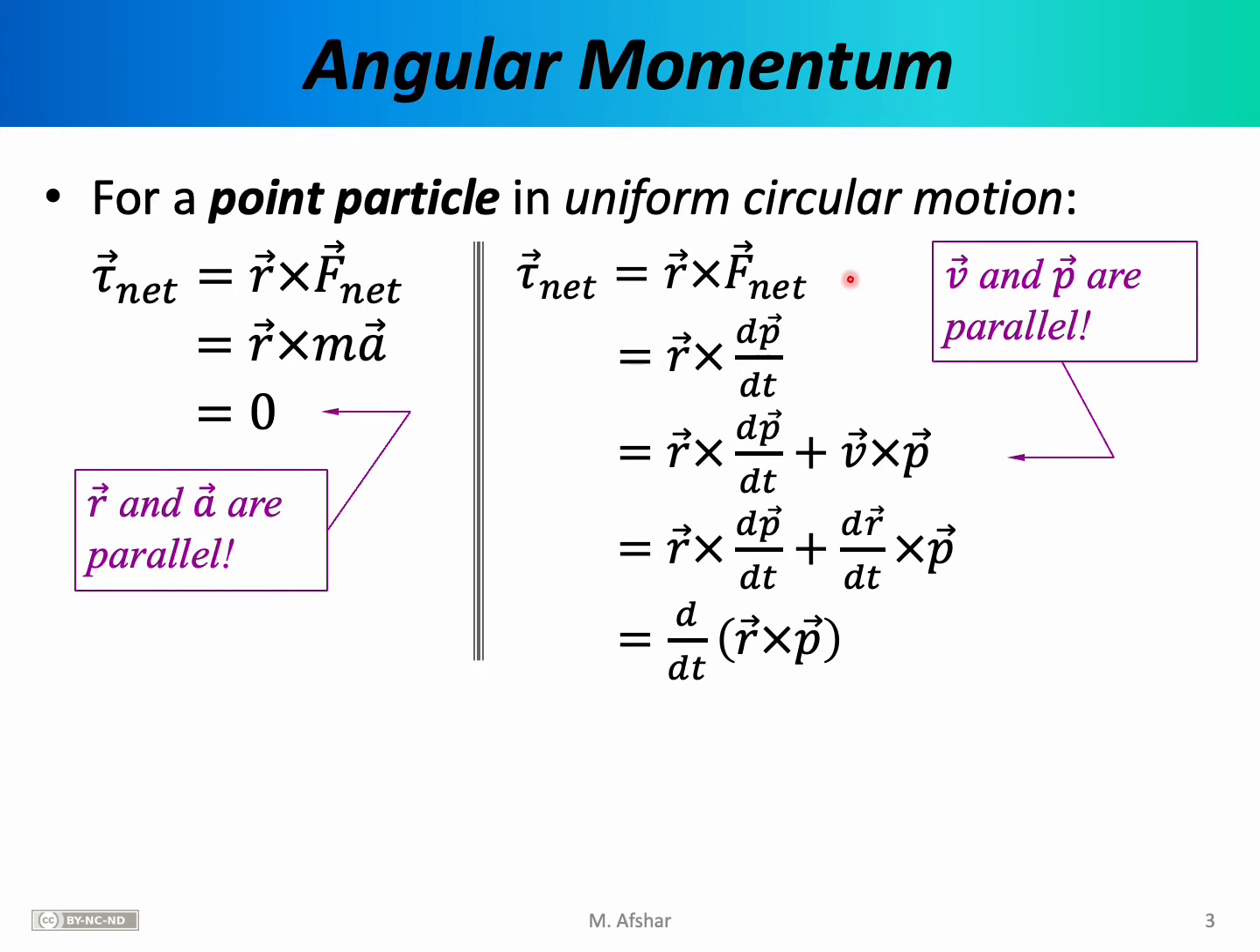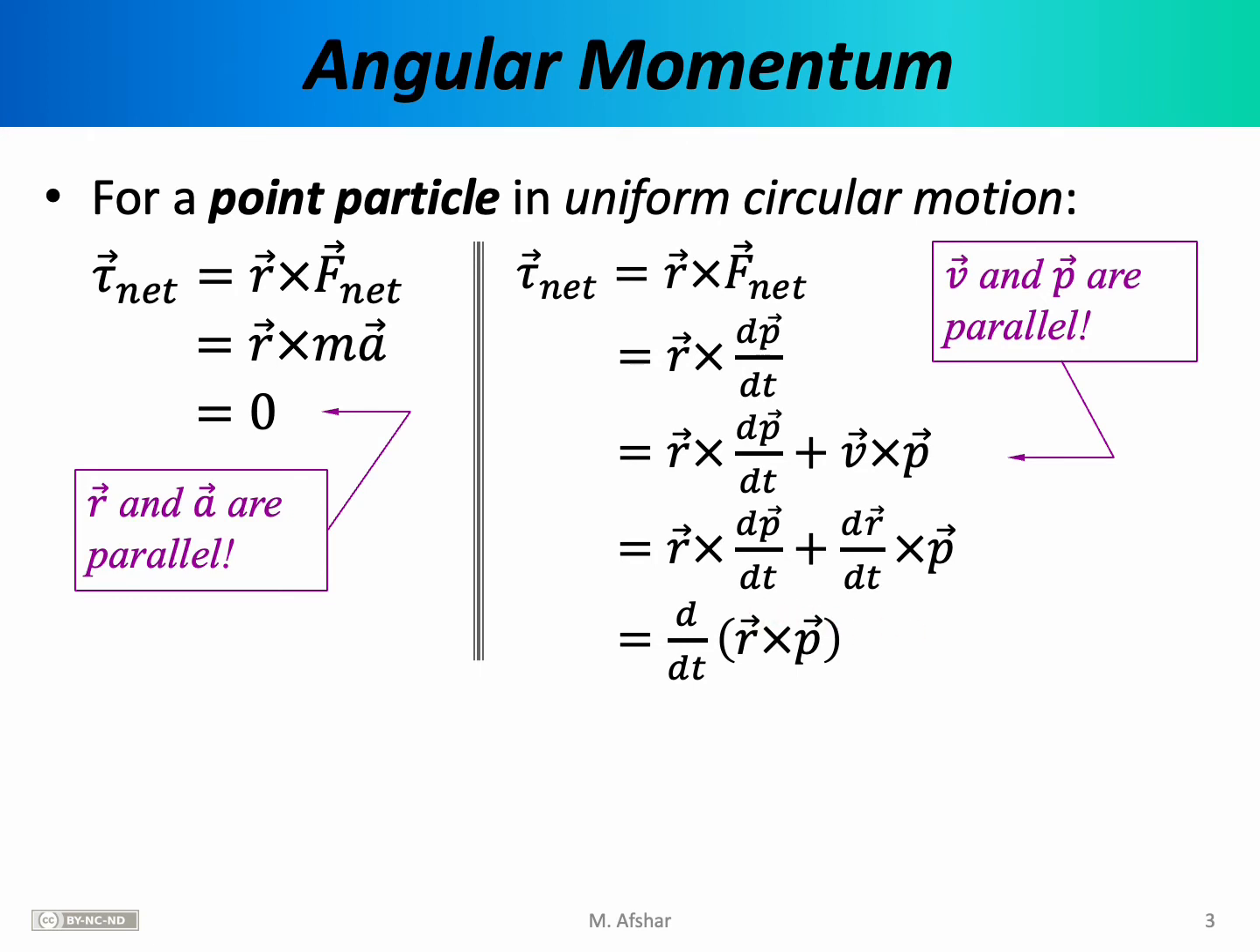Now you might be thinking that I've taken something very simple and made it extremely complicated. After all, on the left side, we found that the net torque is 0, but here on the right side, through this very tricky set of manipulations, I have found that the net torque can also be written as the derivative of r cross p.